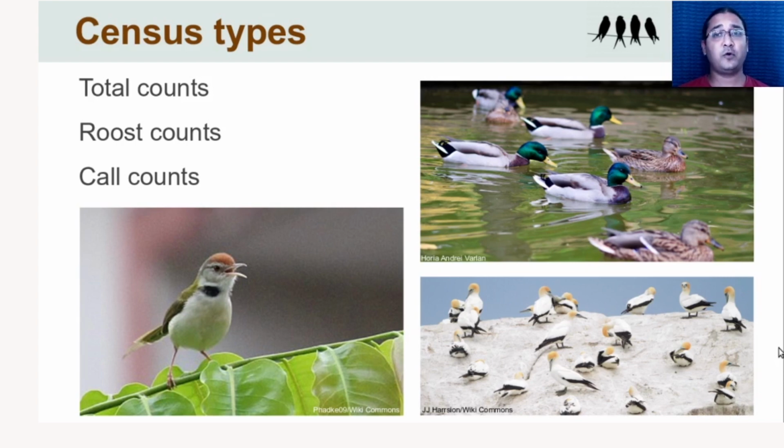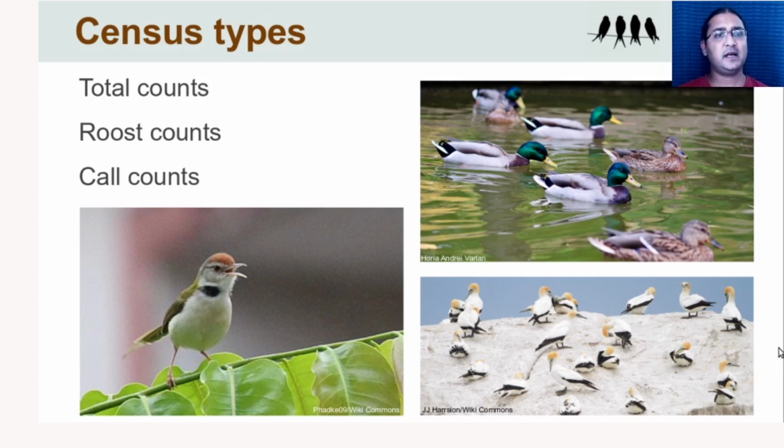Roost counts are used for species that return to roost every evening. For example, a lot of species will forage or feed at different locations throughout the day, but all those individuals will come back in the evening to roost for the night in a particular location, like these gannets that you see at the bottom right. If we know that all of these birds are coming back to the same location to spend the night, then at dusk, or at dawn before they leave for foraging, one can count these population sizes at these roosts.